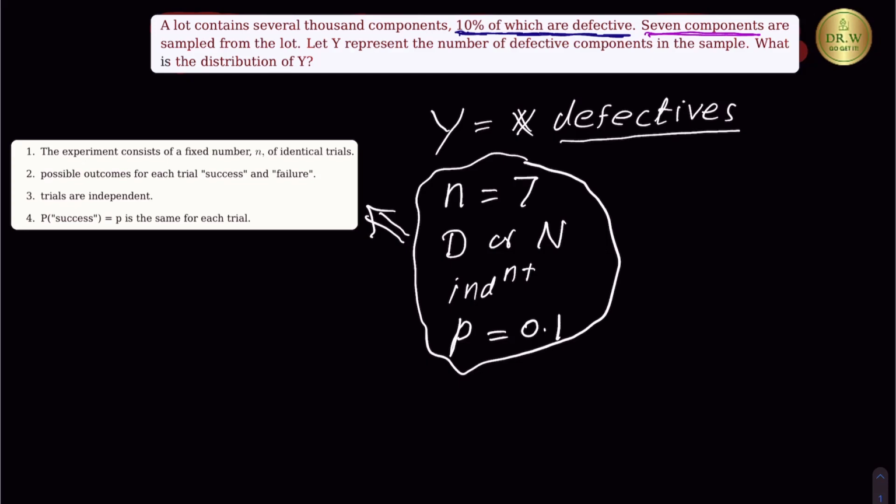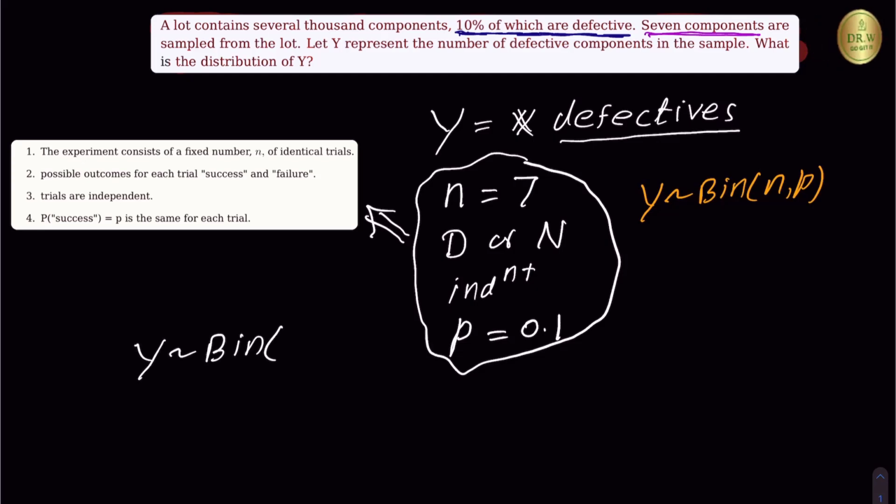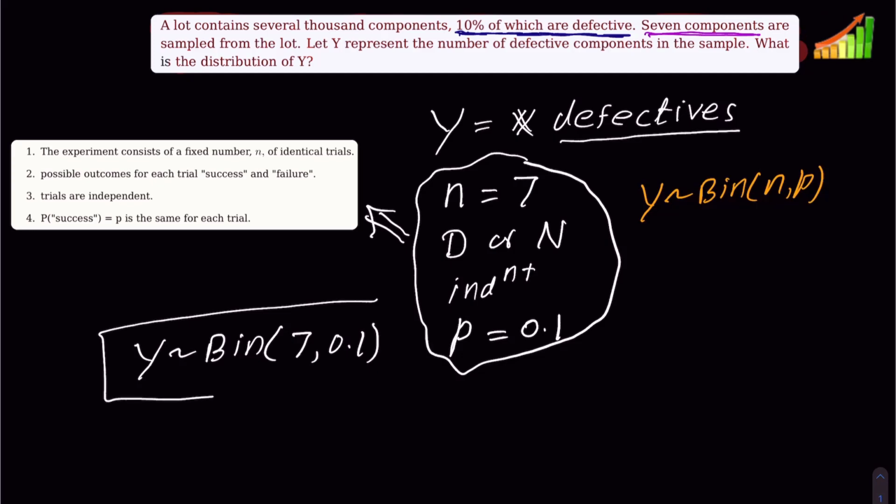Then how do we write this? We write that Y has binomial with 2 parameters, n and p. So let me write this for this example. Here Y has binomial. What is n for this case? 7, and the success probability is 0.1. So this is a binomial distribution.